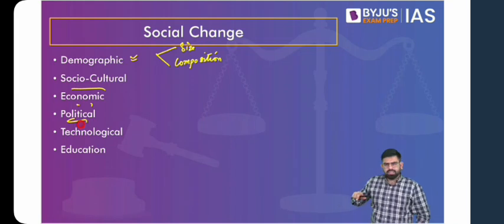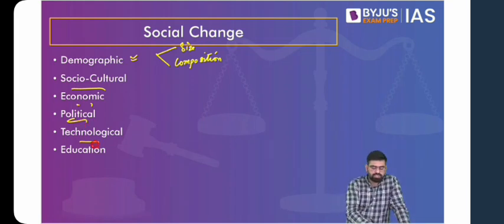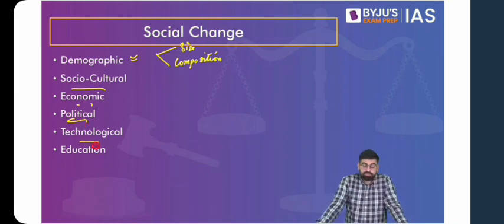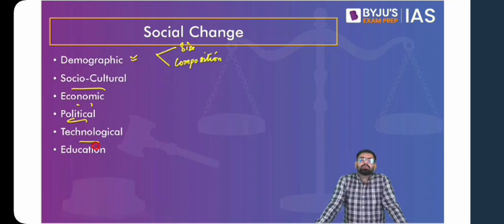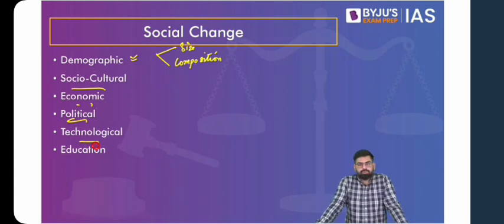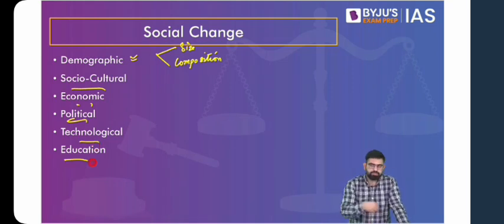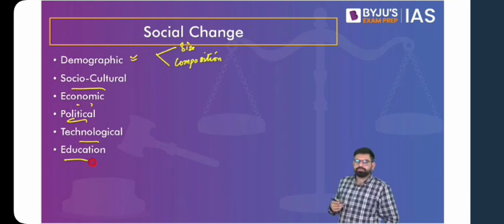These can be agents of social change, political agents of social change. Then the technological revolution. Since the industrial revolution, we have seen how technology has been playing a tremendously important role in bringing about social changes. So you have various examples of that as well. And also, along with your other social-cultural changes, education is one. So, changes in education.